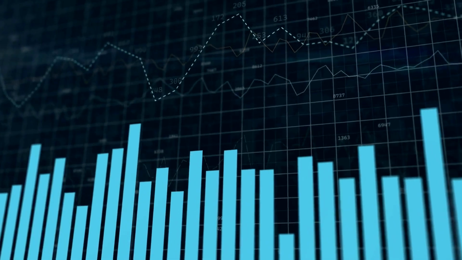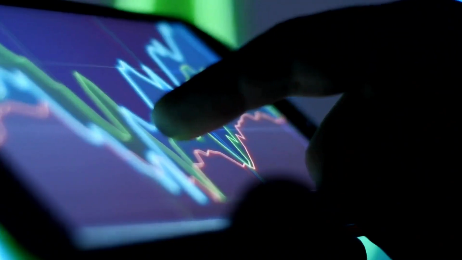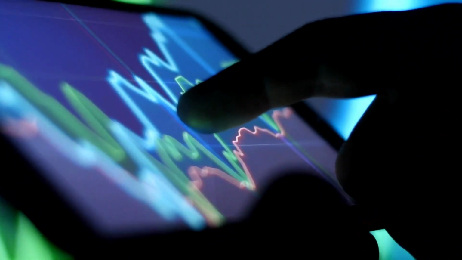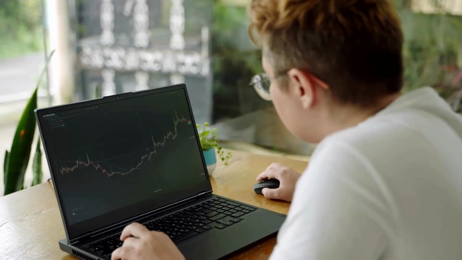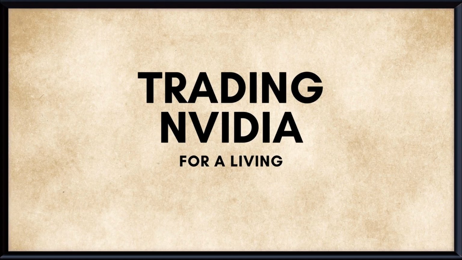That makes it an excellent day trading stock. If you can catch a part of Nvidia's volatility every trading session, you may well be willing to take day trading as your new profession. But how can you day trade Nvidia profitably?